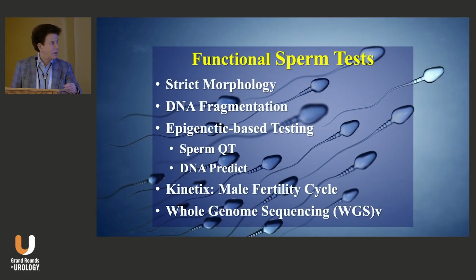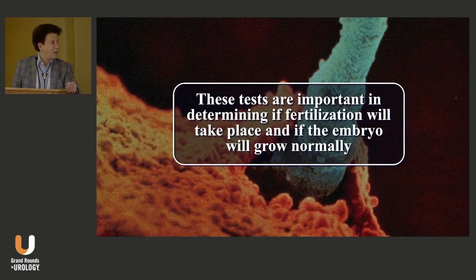What's new? So this is a list of the tests. We'll talk a little bit more about morphology and DNA fragmentation. We're going to focus on epigenetic tests, 2 new ones, something that looks at the male reproductive cycle, and lastly, whole genome sequencing. And these tests are important in determining if fertilization will take place and if the embryo will grow normally.